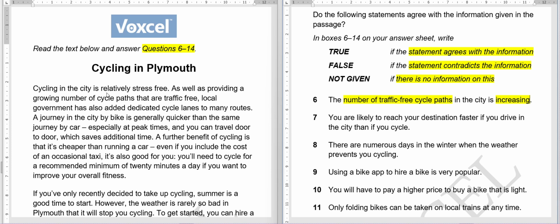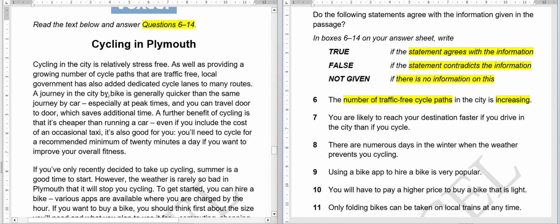Clear? Let's read the text. Cycling in the city is relatively stress free. As well as providing a growing number of cycle paths that are traffic free, local governments have also added dedicated cycle lanes to many routes. Okay, so we have found the location. So if you see traffic free, this is our location.